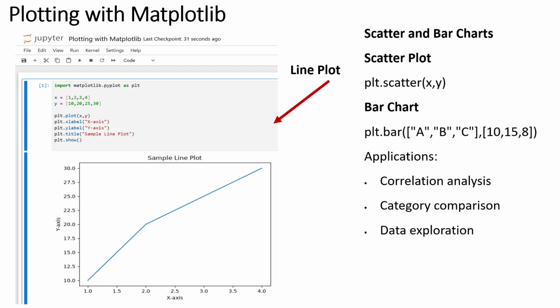So this is an example of how you will plot with Matplotlib. You first import the library, then say I want to plot x and y, which you have defined. Then you give the label for the x-axis and the label for the y-axis. You could have given any name, and then you give the heading, and then you say plt.show, so it will show the line. You can have a scatter plot, you can have a bar plot. These are very important for correlation analysis, category comparison, data exploration, and so on.